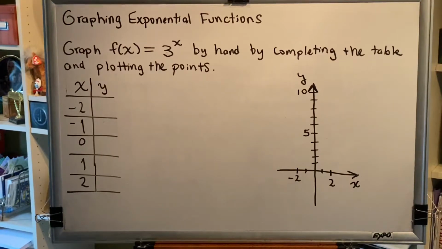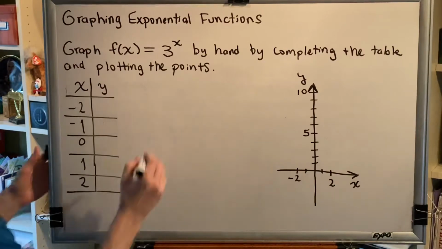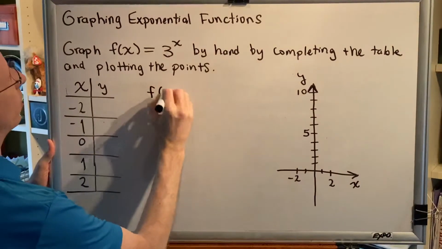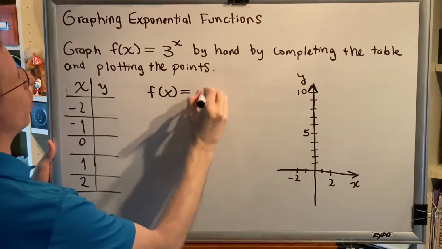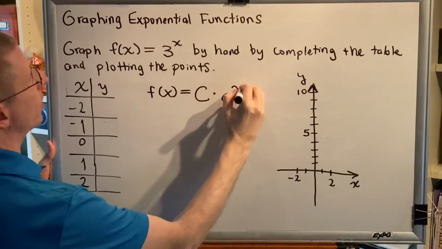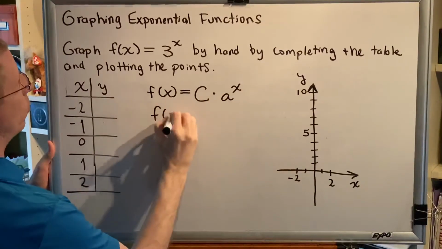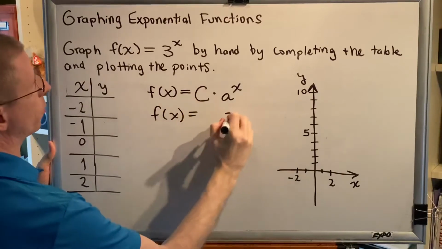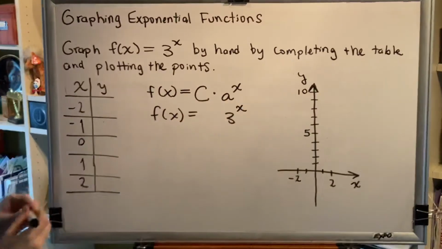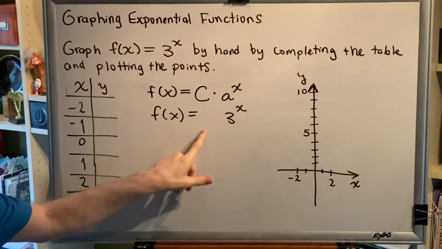Okay, so the first thing we're going to do is verify that this is an exponential function by comparing it to the definition. We have f of x equals capital C times a to the x power, and we're going to compare that to what we're graphing, which is f of x equals 3 to the x power. The first thing you might notice is there's a part missing here.